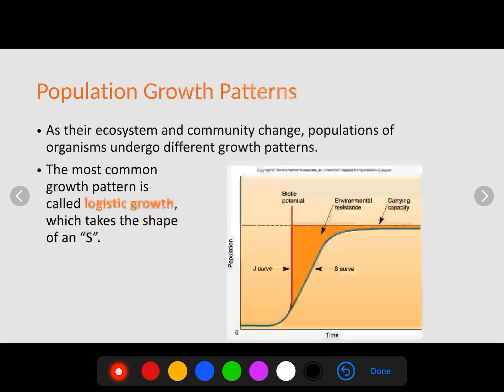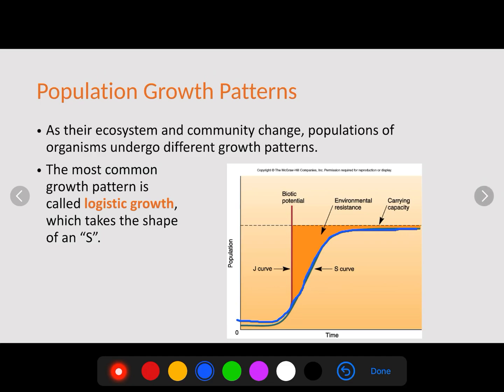Now, population growth takes a couple different curves. And when we're talking about these curves, we're talking about the number of individuals in the population. So as their ecosystem and community change, populations of the organisms undergo different growth patterns with it. The most common one we have is the S curve. Now the S curve would be this right here, where the population begins to grow rapidly, and then eventually it kind of levels out. Now again, a logistic growth takes the shape of an S curve.